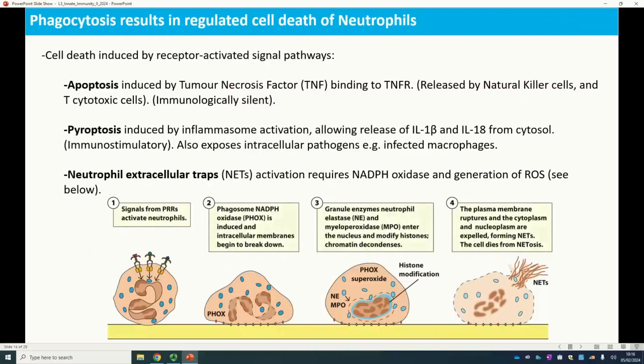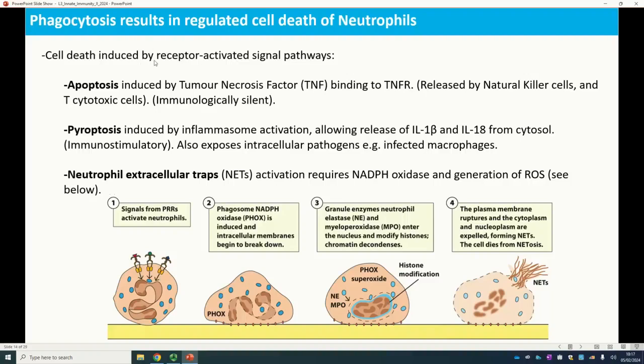So we were looking there at what goes on in macrophages, but if we turn slightly to look at phagocytosis in neutrophils, we have some different outcomes here. Essentially, when a neutrophil phagocytoses a bacteria or a pathogen, this will result in death of the neutrophil. Remember that macrophages can be quite long-lived, but neutrophils are very short-lived. Once they've taken up some material by phagocytosis, that results in a regulated cell death.